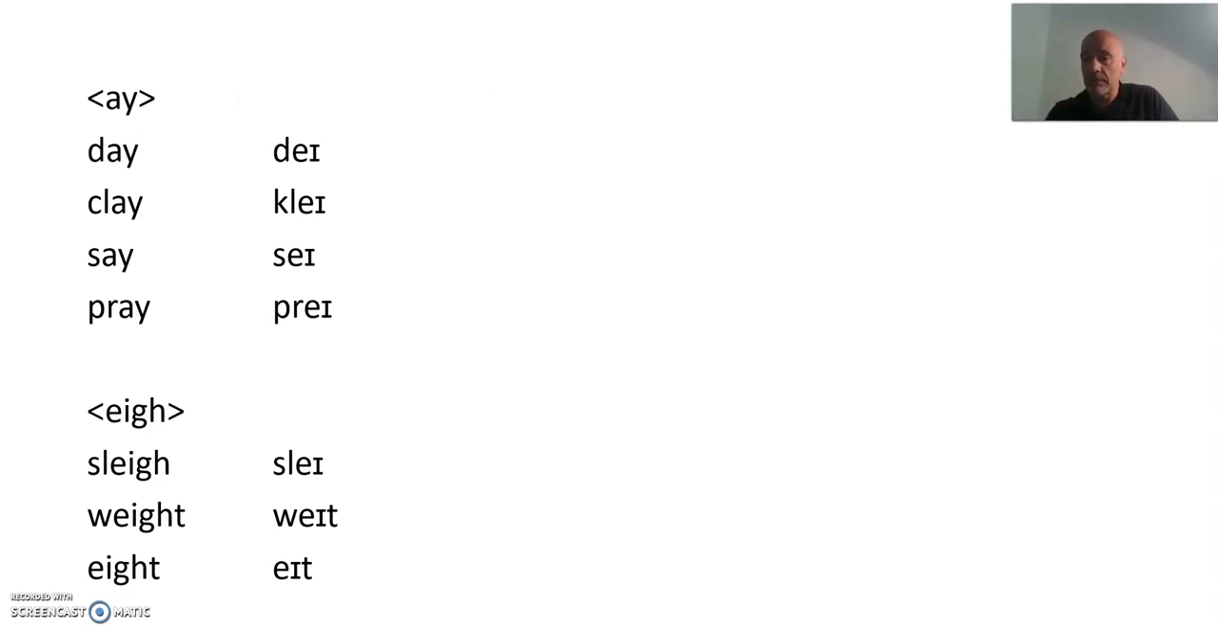AY, for example, at the end of words, day, clay, say, and pray, okay, some like this. And then you have this awful spelling, EIGH, in slay, in wait, in eight, okay? It's an historical spelling. It really used to be weicht, okay, but never mind, wait today.